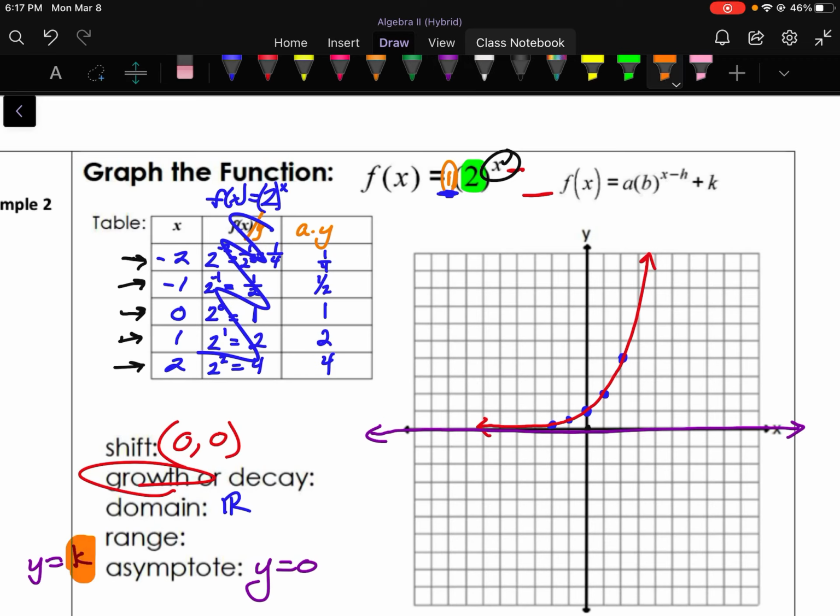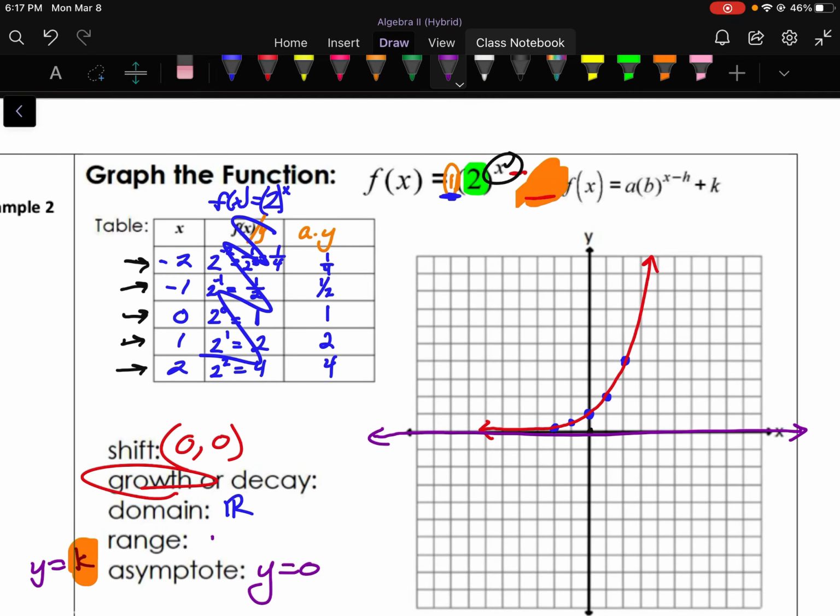Also, another thing of note, it's always your k value. So go ahead and highlight that. Your k value here was 0. My asymptote was 0. And because I can never get below 0, my range would be y is greater than 0. Not greater than or equal to, because we can never actually get to 0. But it's always going to be everything above 0.